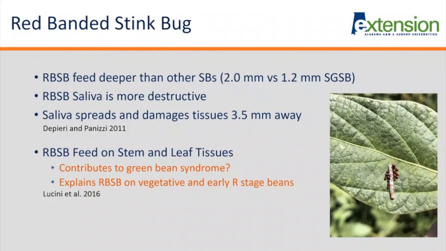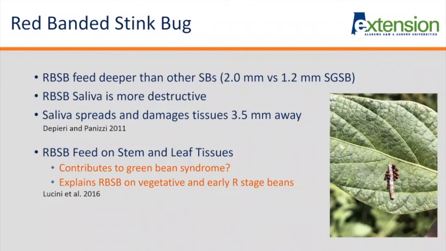Not only are they feeding deeper, but then that saliva can spread and cause more injury on the seed further away from just wherever they probed. They also, interestingly, will feed on stem and leaf tissue. So I think that's for water regulation, possibly. But they'll feed on that, so that maybe contributes to the green bean syndrome that we see with these pests.